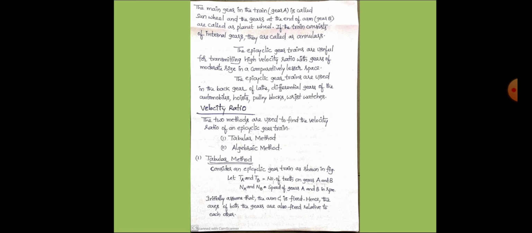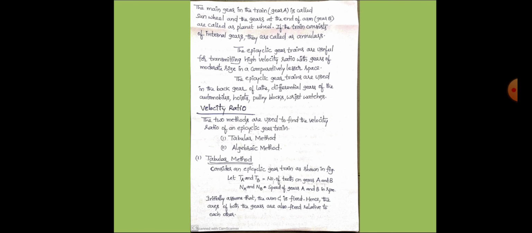Now, how to find the velocity ratio in case of an epicyclic gear train? Normally, there are two methods with which one can find the velocity ratio in case of an epicyclic gear train. One is the tabular method, the other one is the algebraic method. First of all, I will explain both the methods, how the velocity ratio of an epicyclic gear train can be found by using the tabular method as well as the algebraic method.